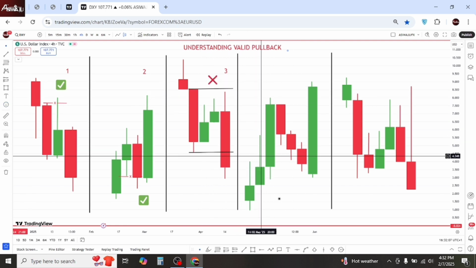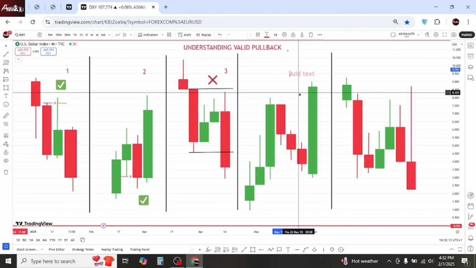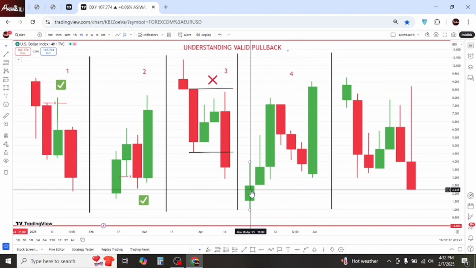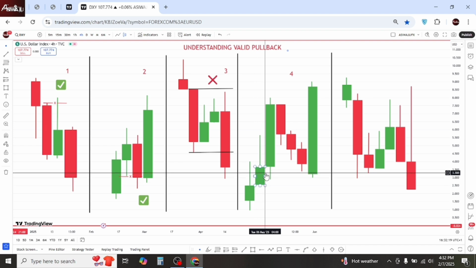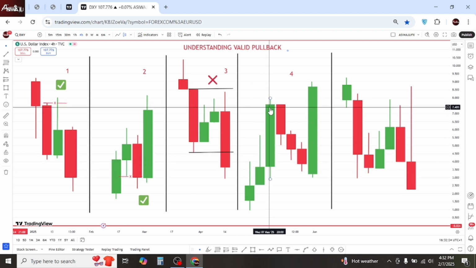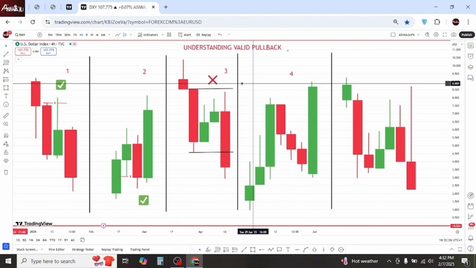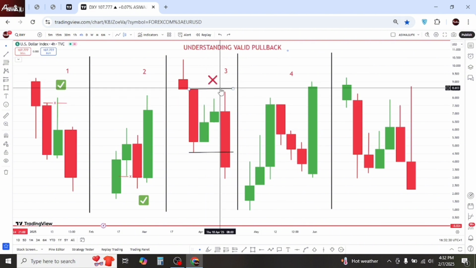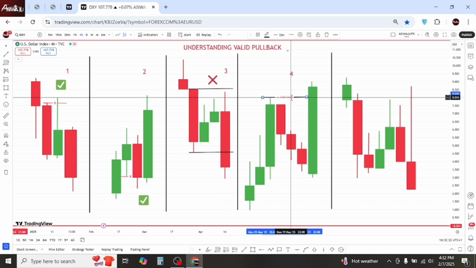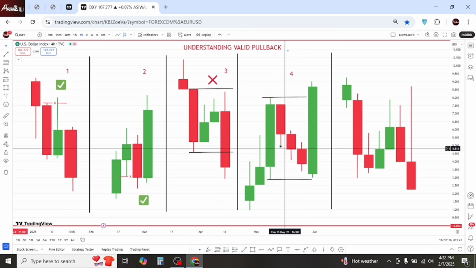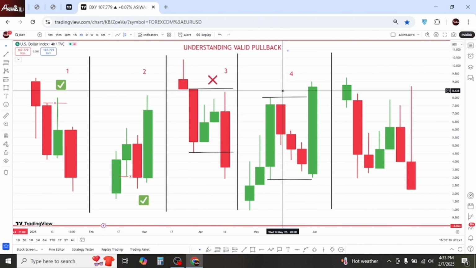So we have another example here, which is our fourth example. Now look at this fourth example very well. We have a doji candle followed by a shooting star, and the next candle is a momentum candle to the upside. Now look at this red candle. When you look very well, you can see that this candle high and this candle low is being protected. This candle failed to take out either the high or the low of this candle.